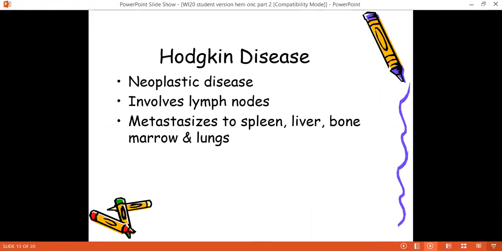Hodgkin's disease is a neoplastic disease. It originates in the lymph system. It primarily involves just the lymph nodes. We often will see metastasis to the spleen, liver, bone marrow, and lungs. If you guys look on page 1312, there is figure 44-4. These are the main areas of lymphadenopathy and organ involvement with Hodgkin disease, and the clinical manifestations are basically what we see according to the lymph nodes of the area that's affected.